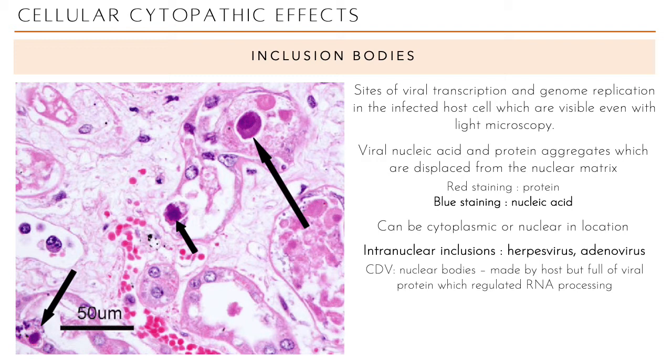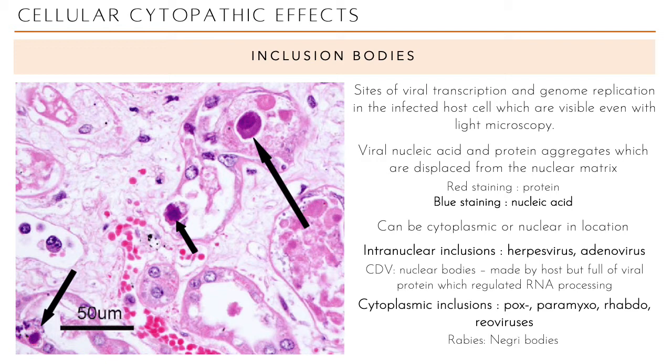So another example of cytoplasmic inclusions naman would be pox viruses, paramyxoviruses, rhabdo, and rio, right? And for rabies, okay, these inclusion bodies have a specific name, which are Negri bodies, right?